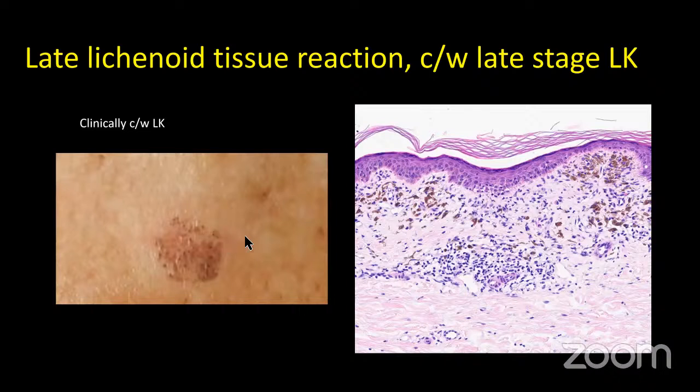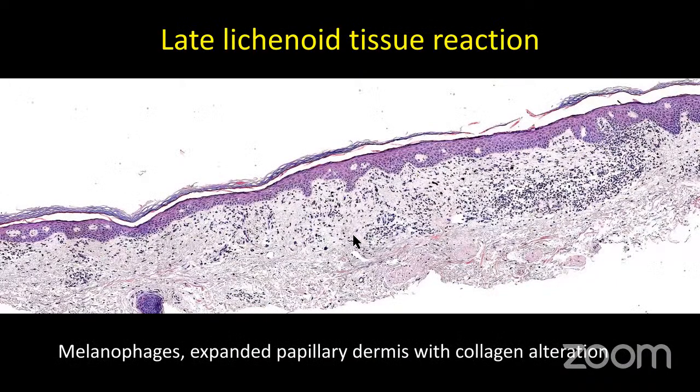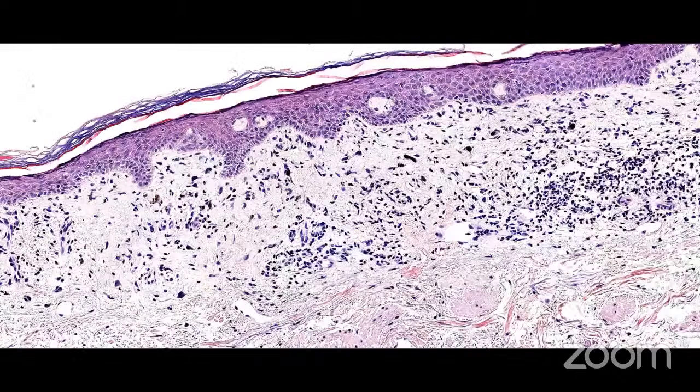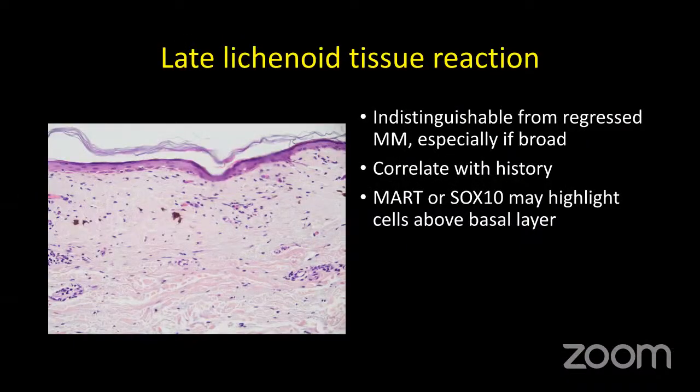The clinical presentation often can help you. But sometimes it's a little bit more broad than we're used to seeing in a lichenoid keratosis. And we do sometimes have to wonder, could this be a melanoma? We can look to see if there are melanocytes here, but sometimes it's hard to tell. So it can be indistinguishable. I'll sometimes say, late lichenoid tissue reaction could be regression of a pigmented lesion, which could be a lentigo or a melanocytic proliferation. I won't always throw melanoma words in there to frighten people.